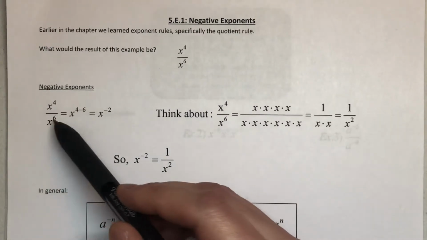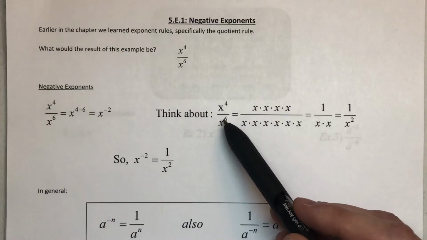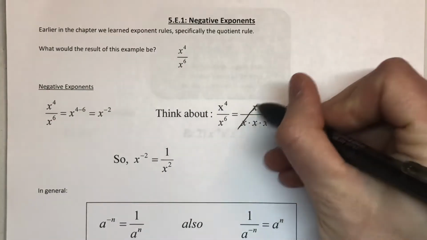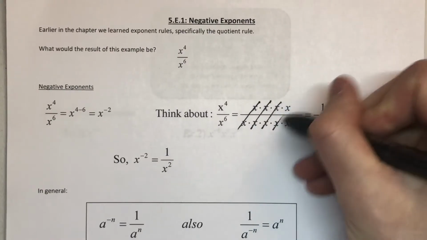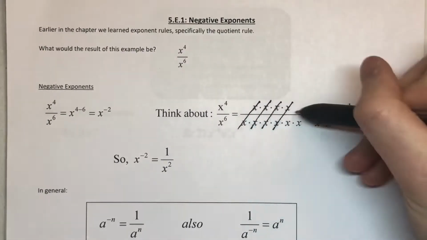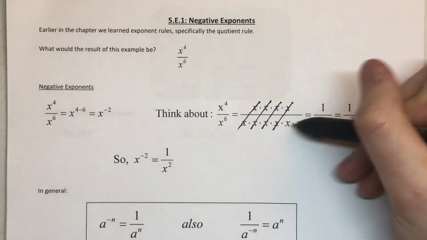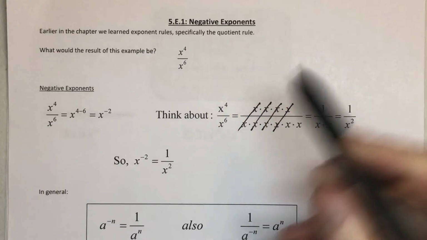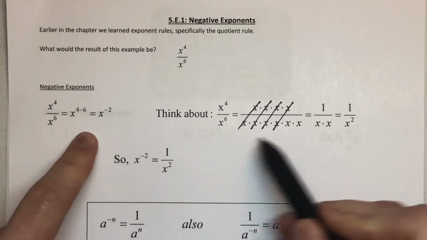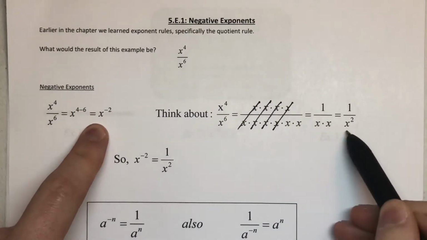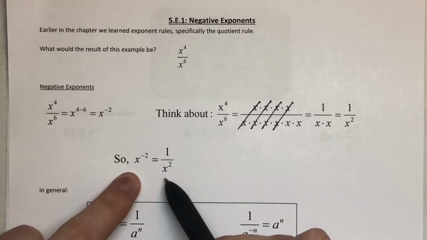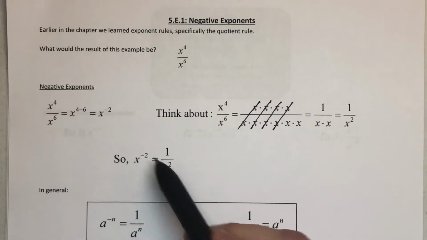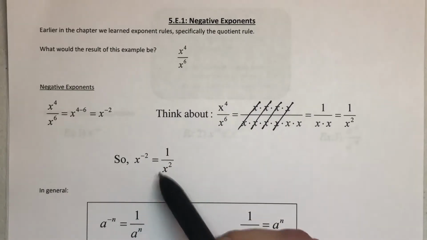Well, if we take this same problem and we do what we did earlier and write them out, 4 x's over 6 x's, and then we talk about those common factors canceling, like so. Everything cancels out of the numerator, so you're left with a 1. There are still 2 x's left in the denominator, which is an x squared. So the same exact problem, by the rule gives us this, by thinking about it gives us that, which means they've got to be the same. They've got to represent the same thing. So x to the negative 2 is the same as 1 over x squared.